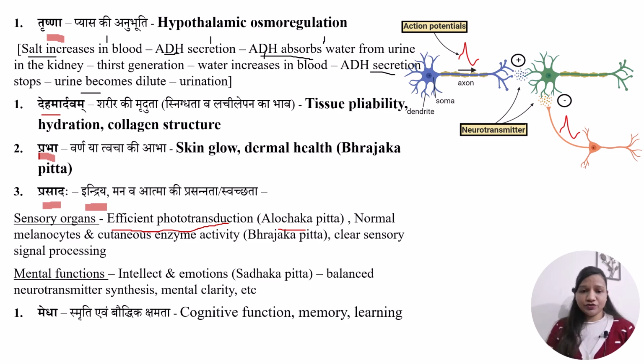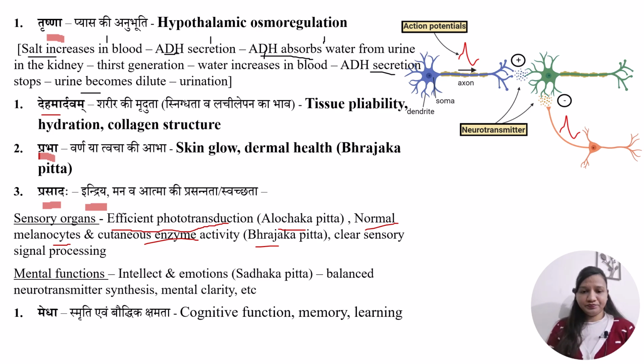Second sensory function is dermal health, maintaining dermal health. Normal melanocytes and cutaneous enzymes activity is done by Bhrajak Pitta. And as we have already discussed, Bhrajak Pitta helps in maintaining the normal melanocytes and cutaneous enzymes.